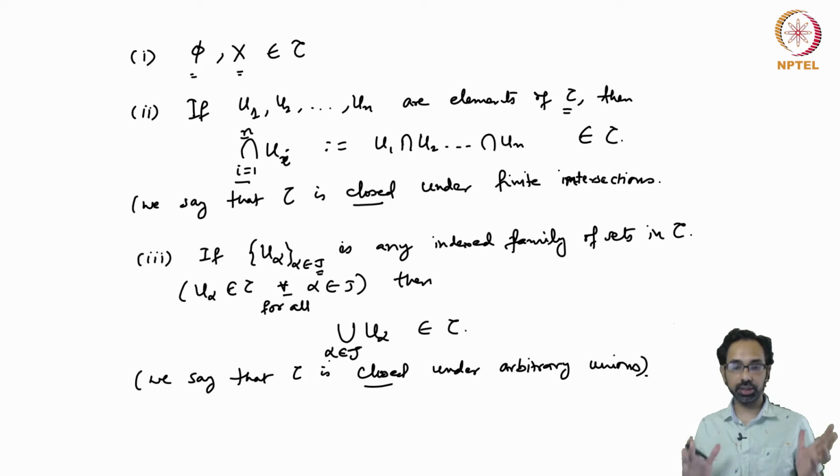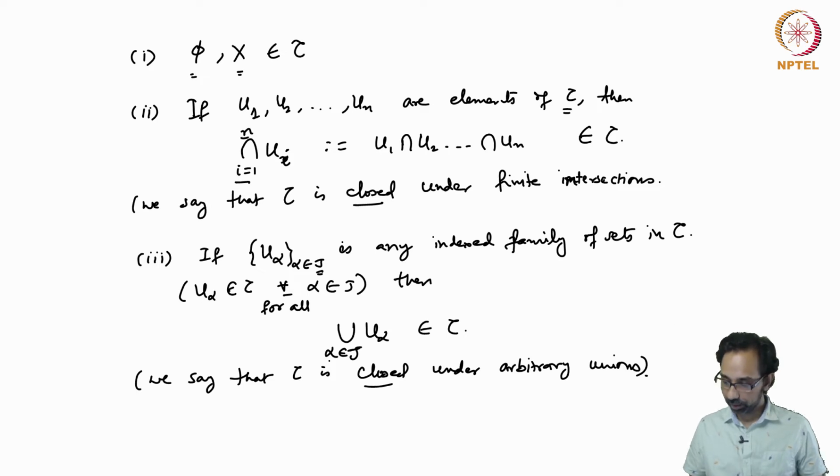So what is a topological structure or a topology on X? It's just a collection of subsets of X which must satisfy some properties, and these are the three properties that one needs in order to define a topology on this set.